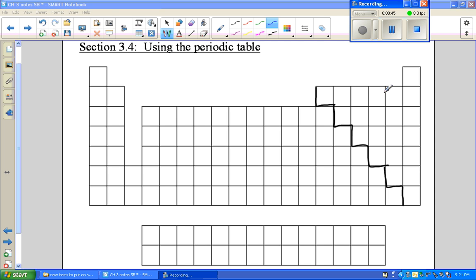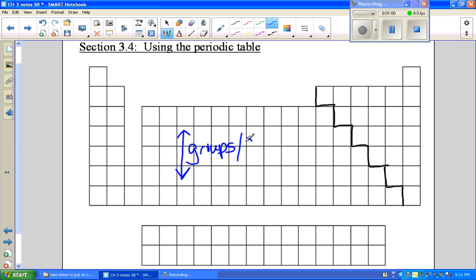So the first thing is we're going to label up and down. We are going to say that every one of these columns that you see up and down are called either groups or families. Most of the time you will hear me say the word families, but sorry, I can't write this. You have to understand that you need to be able to use those words interchangeably. So up and down are called groups or family.